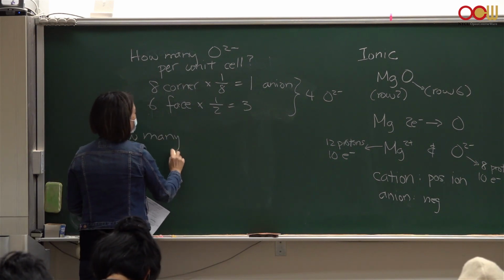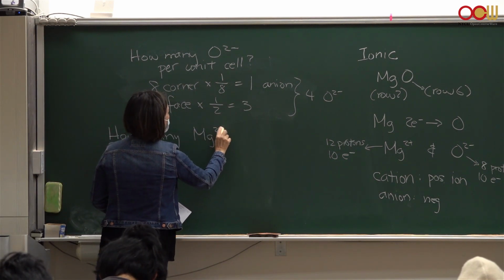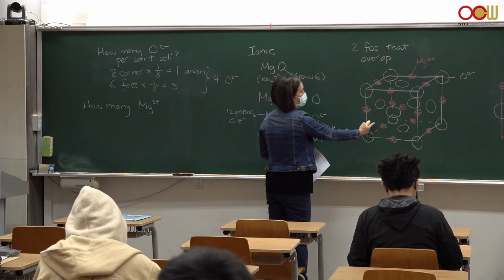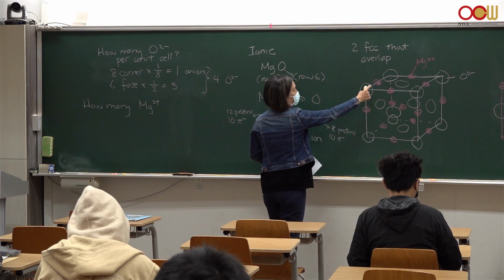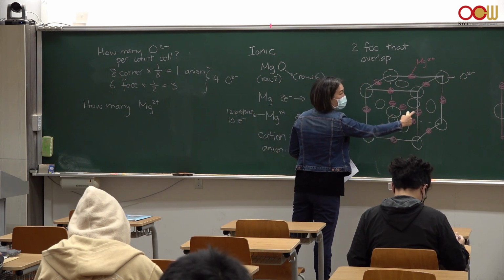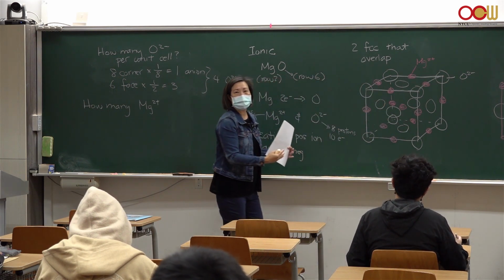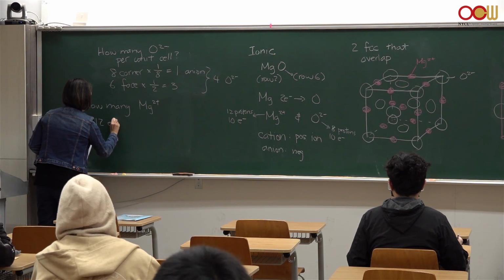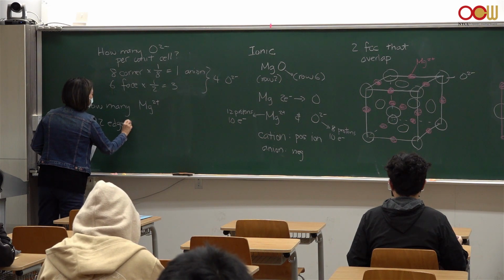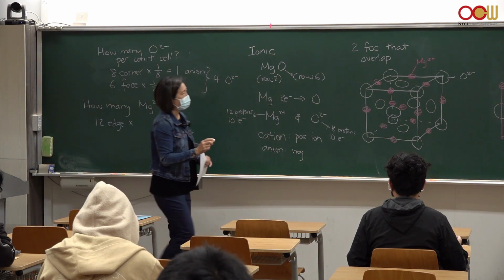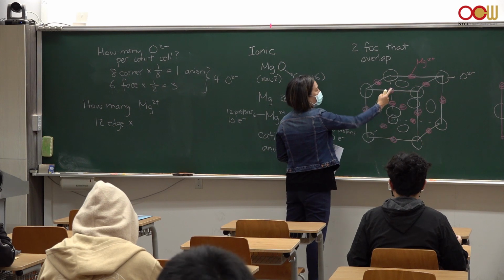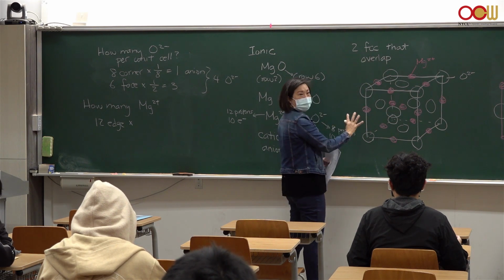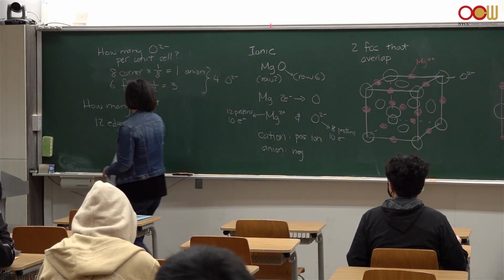How many magnesium cations do I have in this unit cell? So in this unit cell, I have these ones that are edges, right? Along the edge. How many edge ones do I have? 12. And how many unit cells share each edge atom? Let's say this one. It's shared by this one, the one on top, right? And then the 2 in front. So 1/4.